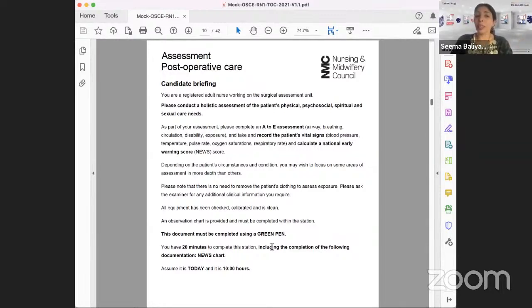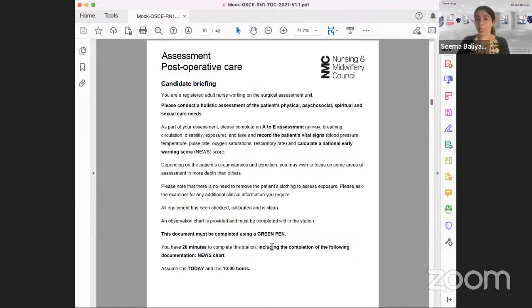It says that please conduct a holistic assessment of the patient's physical, psychological, spiritual, and sexual care needs. As part of your assessment, please complete an A to E assessment. Now, we did discuss yesterday that we will be doing an A to E assessment, which is going to involve your airways, breathing, circulation, disability, and exposure.